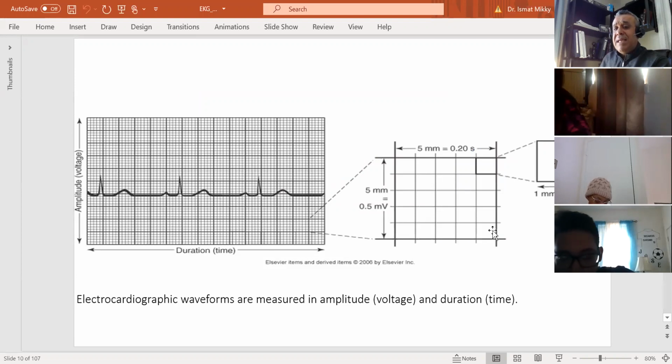So it should not exceed this length, the 5 small boxes. It goes from 3, or it can be 4, or max of 5. The short one should be less than 0.12, which is 3 small boxes. Because remember, each small box is 0.04 seconds.